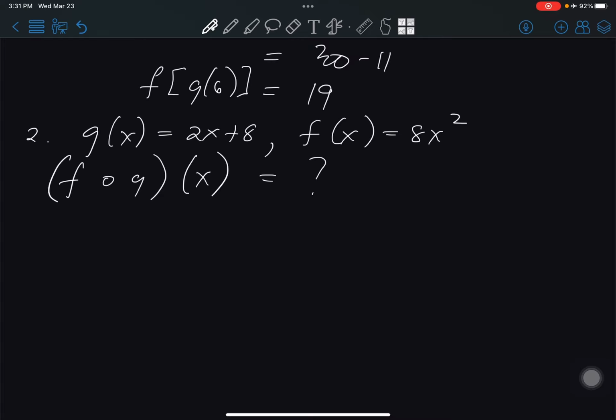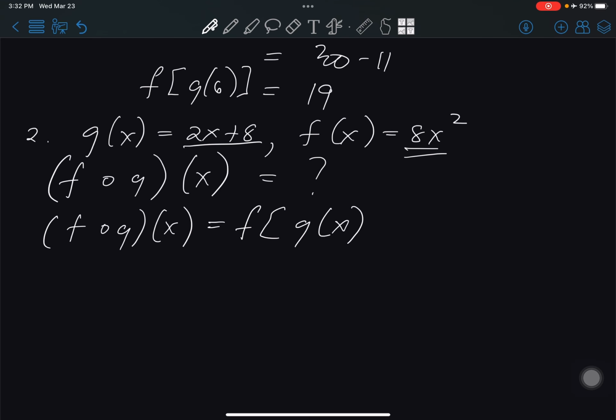Again, our main function here is your f of x, which is equal to 8x squared. Then our inner function g of x, which is equal to 2x plus 8. Okay, so again, we are going to express your f of g of x into another form. So we have f of g of x, or the inner function g of x is the input of f. That is the other way of reading this.